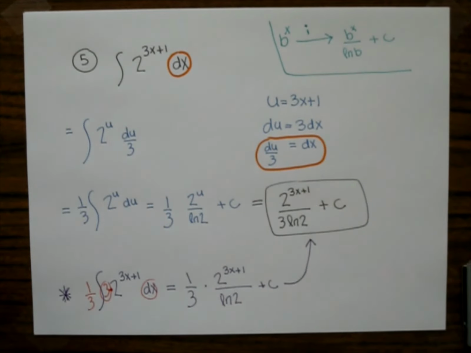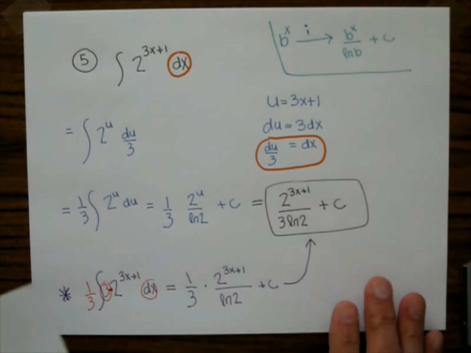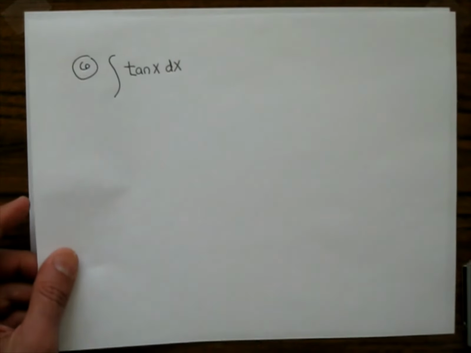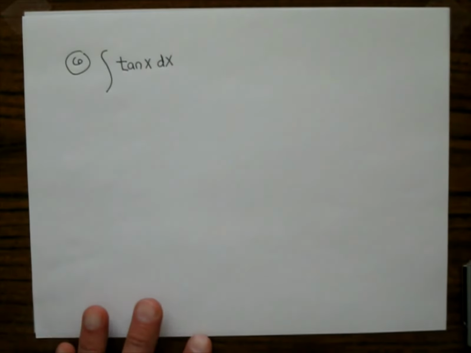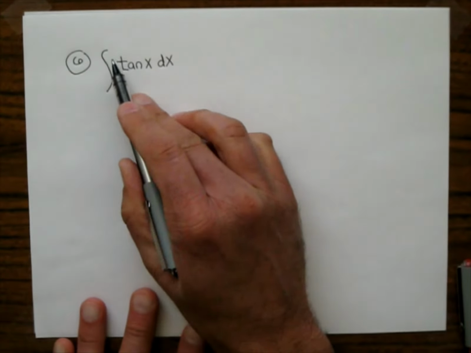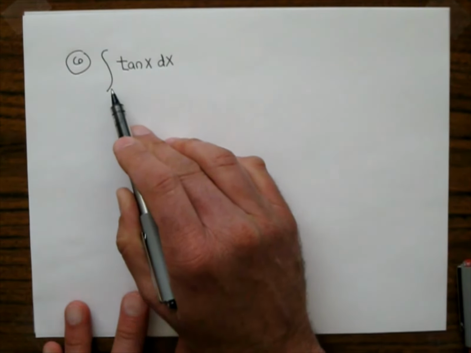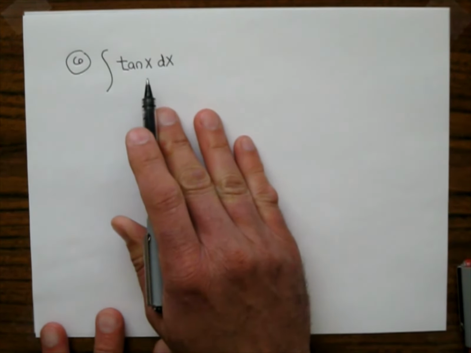Problem number 6. So we've been doing 1 through 6 so far. We've just been doing these things called indefinite integrals, which means there are not numbers up there. We don't have limits of integration. We will do definite integrals after we do a few of these and get comfortable with this.